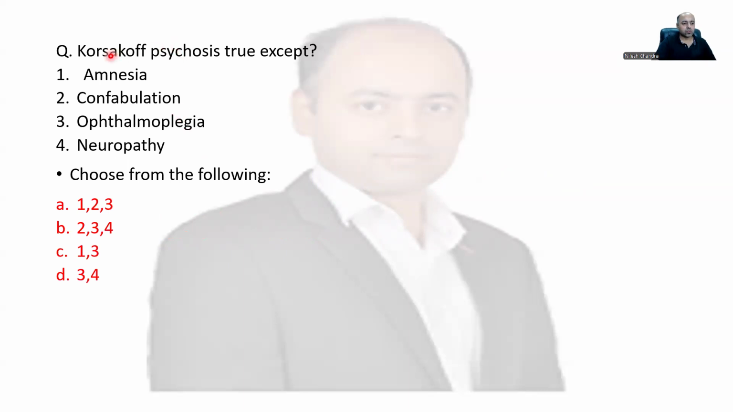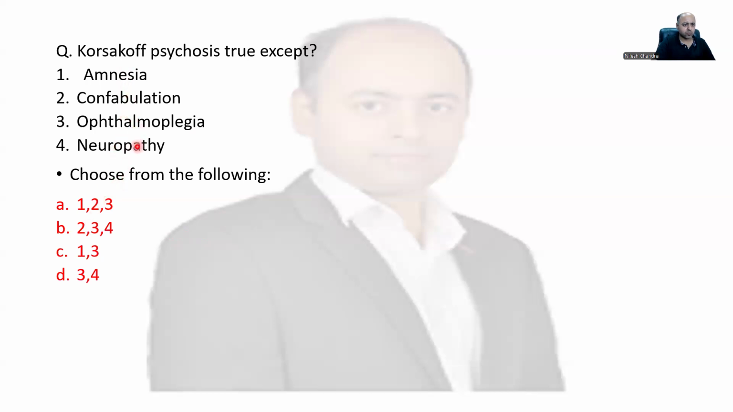Okay, so you have this question. Korsakoff psychosis, true is all except. So here your options are amnesia, confabulation, ophthalmoplegia, neuropathy. Okay, and let's look at the options 1, 2, and 3. Amnesia, okay. Confabulation, okay. Ophthalmoplegia, okay. Looks to be correct. 2, 3, 4.